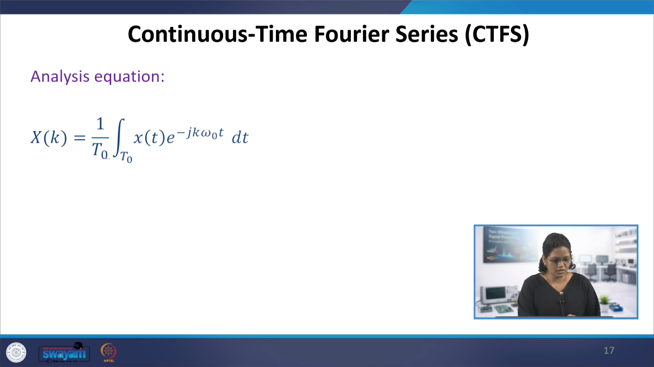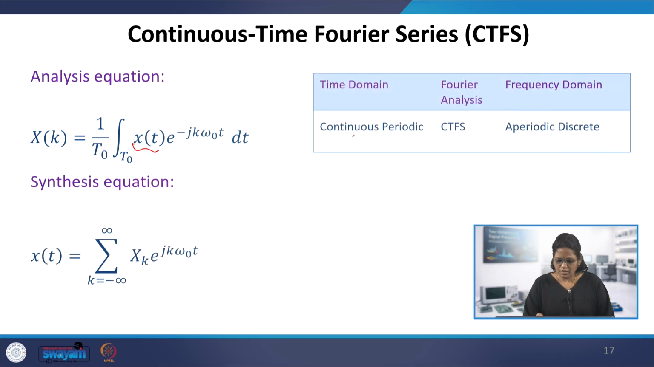This is an analysis equation where x(t) is a continuous time periodic signal, so you get e power j 2 pi k omega naught t. K gives the values at which you get the frequency bins. The synthesis equation is for continuous periodic signals, and CTFS results in an aperiodic and discrete spectrum. So you have the discrete spectrum, which is the set of coefficients you get in the frequency domain, and using those coefficients you can get back the sequence. This is the inverse transform. The rest of this is very elementary.